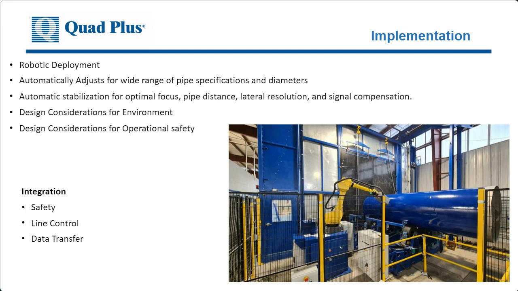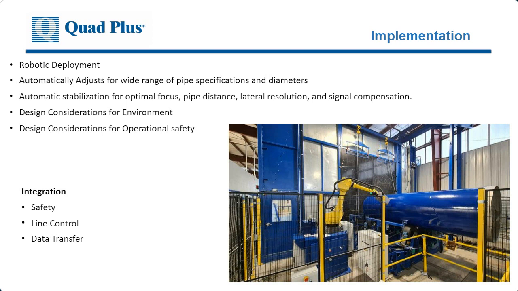So the deployment that we typically use is a robot. We put the sensor in an environmental enclosure at the end of an end effector on the robot. Then we gather the information from the line of what the pipe diameter is, and we can automatically adjust for different pipe diameters. As the pipe is traversing, the robot will bring the sensor over to the pipe itself and start taking measurements.